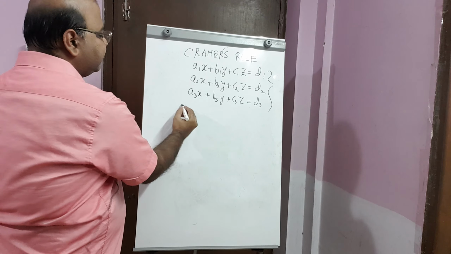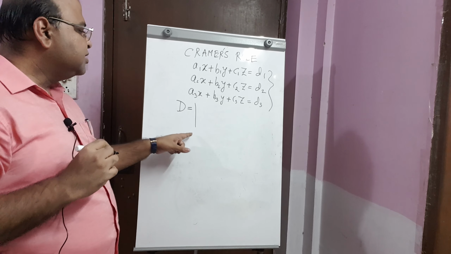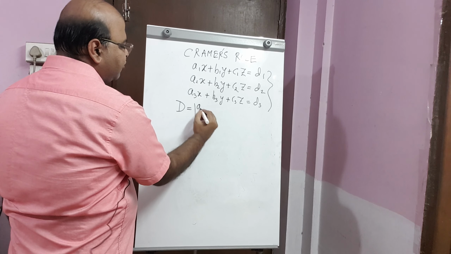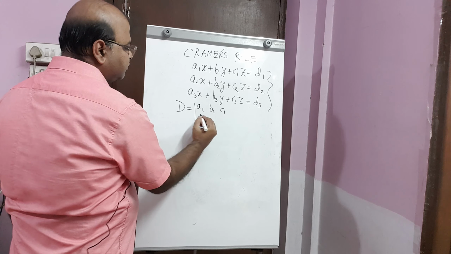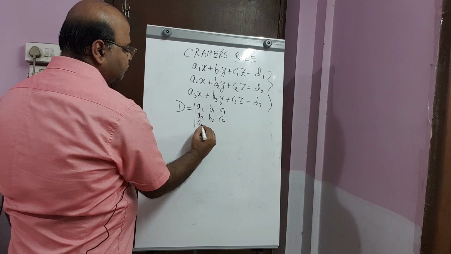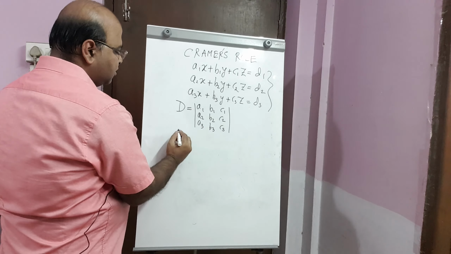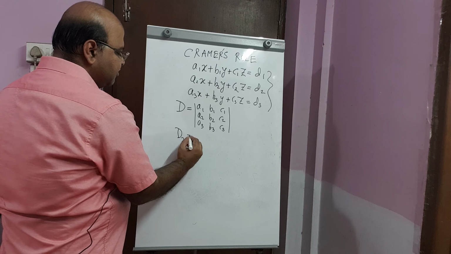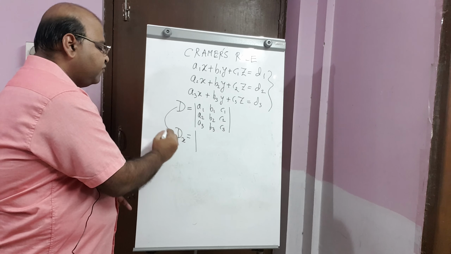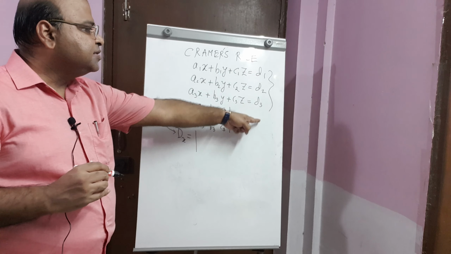Similarly, we have to form the coefficient determinant d, which should be a 3 by 3 determinant, a determinant of third order formed by the coefficients a1, b1, c1, a2, b2, c2, a3, b3, c3, followed by the determinants dx, dy and dz, where dx should be formed from the coefficient determinant d by replacing the first column by the constants d1, d2, d3.